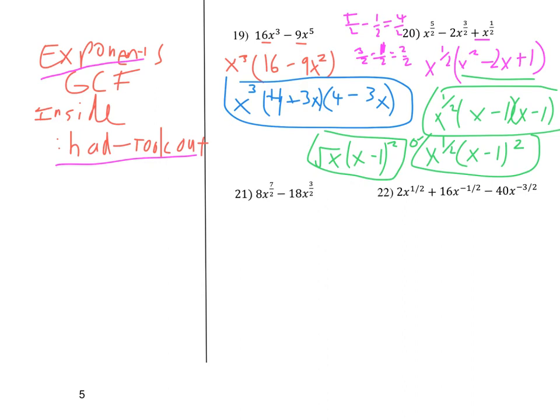Now, on this one, both of the numbers are even, so we can GCF a 2. But I can also take out the smallest exponent of x.